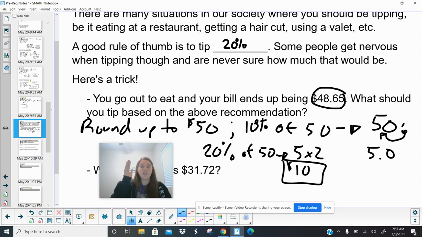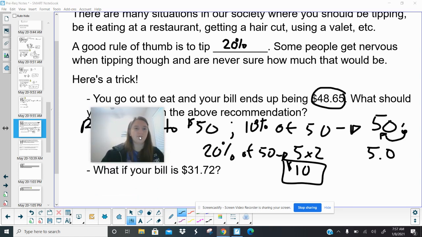Now, that's a little bit higher than 20%, of course, because I'm rounding up from $48.65, but a little bit more than 20% is not going to harm anyone. Obviously, your server would be very happy, and it's really easy. I go $48.65, okay, it's 50, 10% is 5, multiply it by 2, you're good to go.